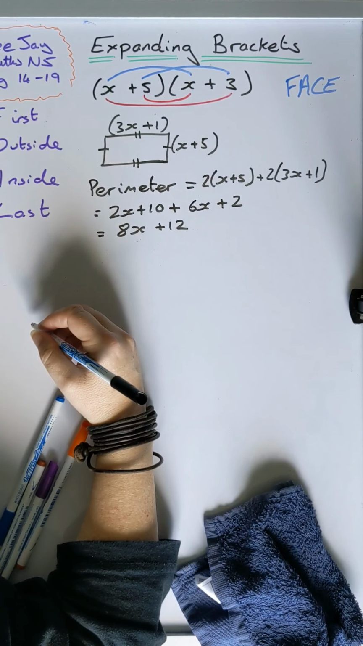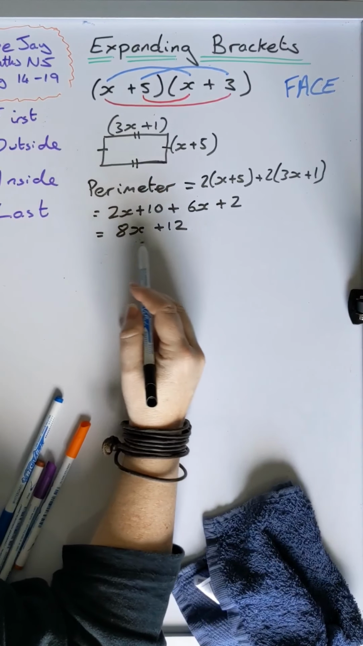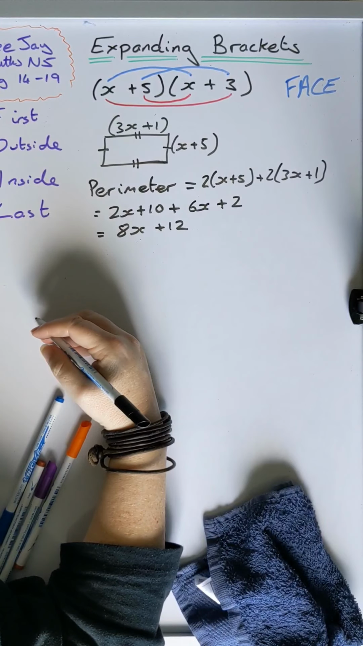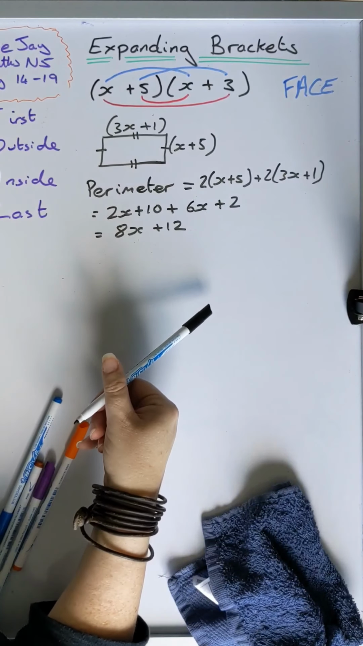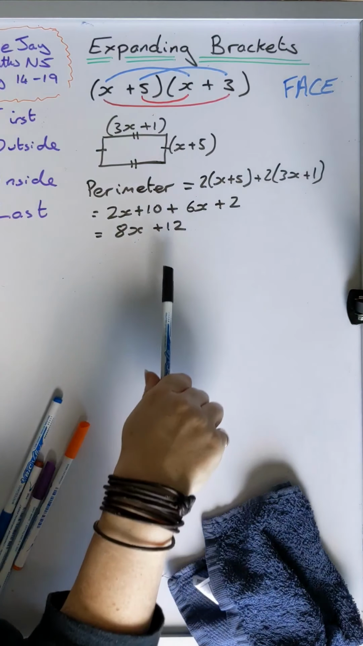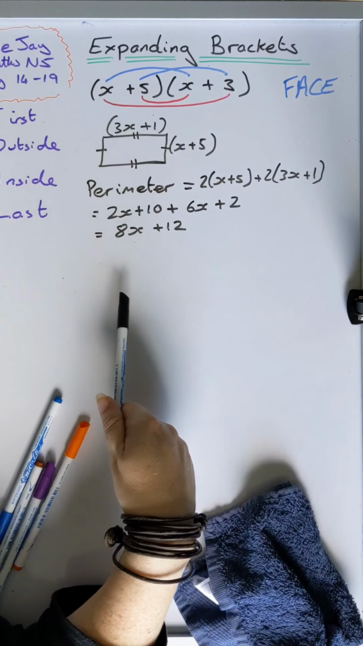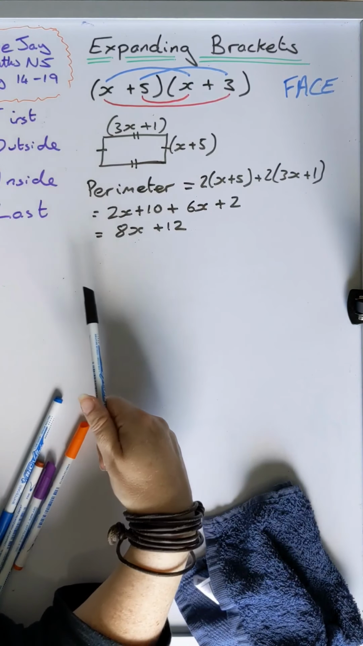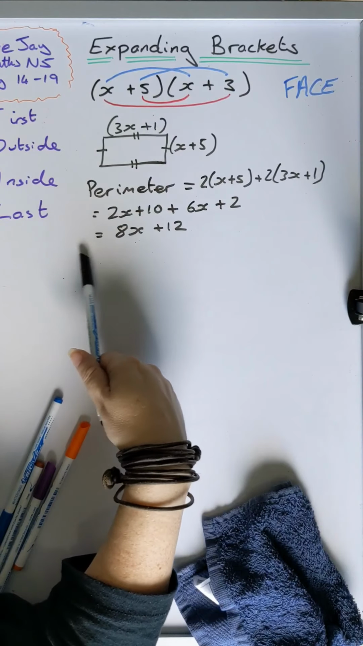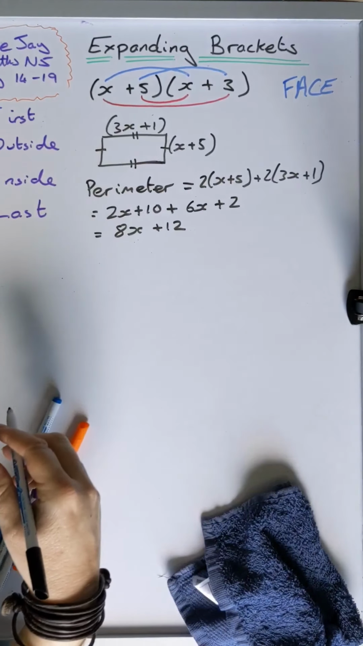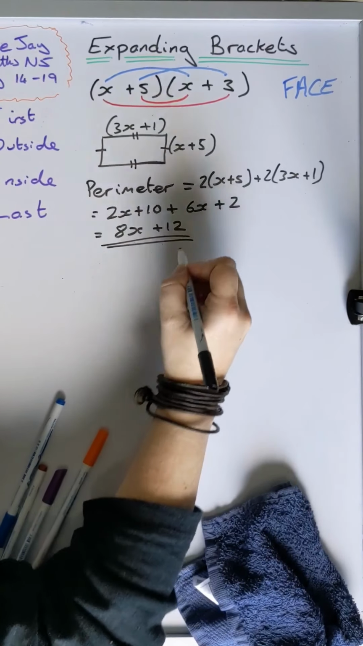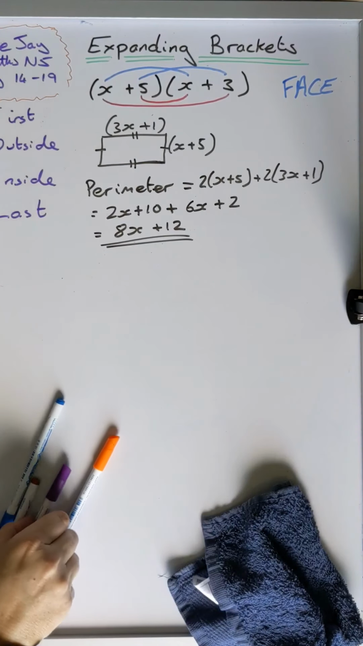Now, if you're asked to simplify and collect the like terms, you can leave it in that format. Any work after that might lose you points. So it's perfectly fine, unless it tells you to put it back into a bracket. Leave it like that. So that's perimeter.